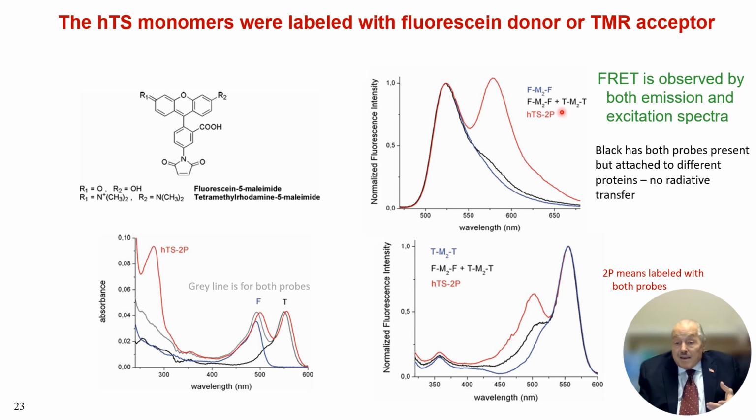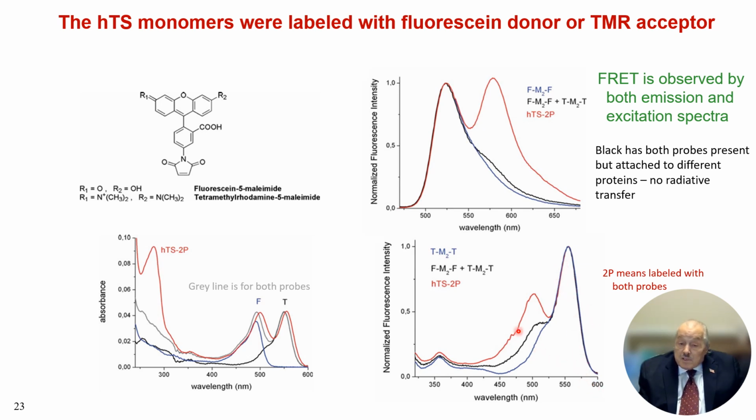But if you get a fluorophore with both probes on it, listed as 2P, well, then you get significant energy transfer. So you can, well, I would suspect it's always going to be an equal distribution because the subunits are identical. You can also see this in the absorption spectra.